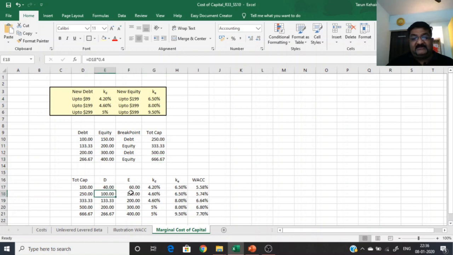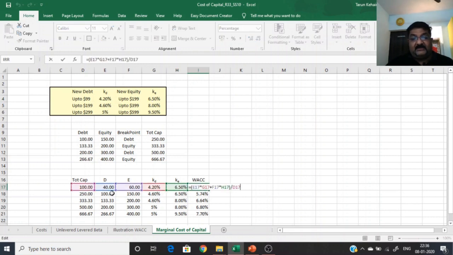We divide this between debt and equity, right? And then we find out the appropriate cost of debt. Now $40 is the first slab, so you will have cost of debt 4.2. $60 is also first slab, so cost of equity 6.6, and you compute the weighted average cost of capital by just multiplying the debt value with the cost of debt and equity value with the cost of equity, and then divided by the total debt and equity.